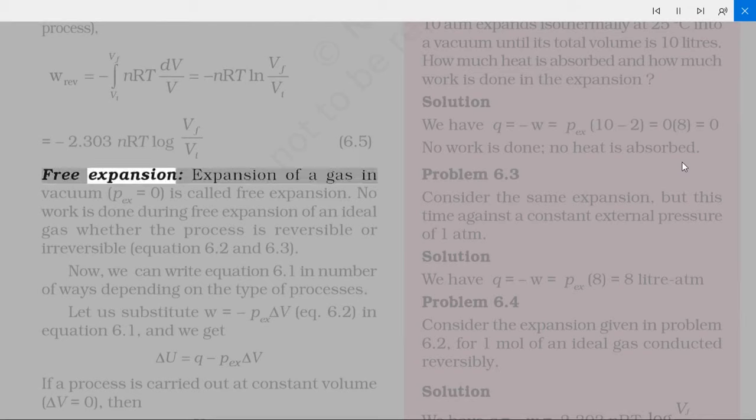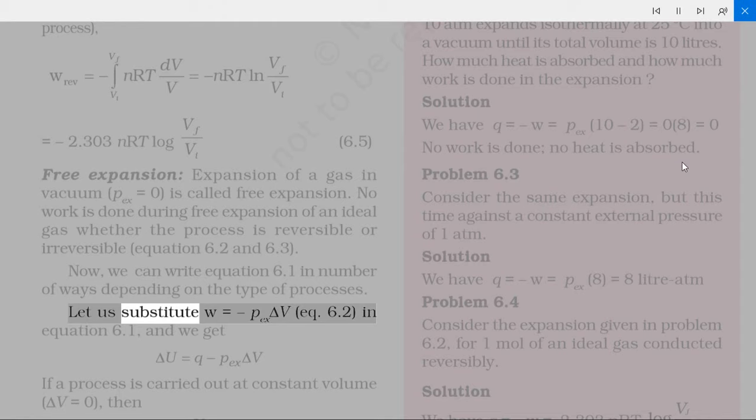Free expansion. Expansion of a gas in vacuum, where p_ex = 0, is called free expansion. No work is done during free expansion of an ideal gas, whether the process is reversible or irreversible. Equations 6.2 and 6.3.